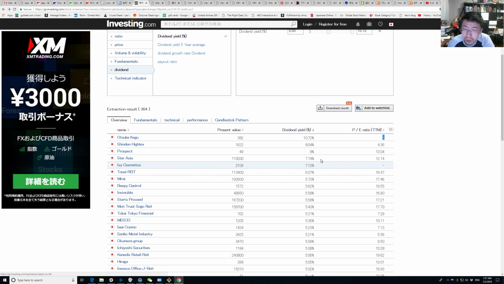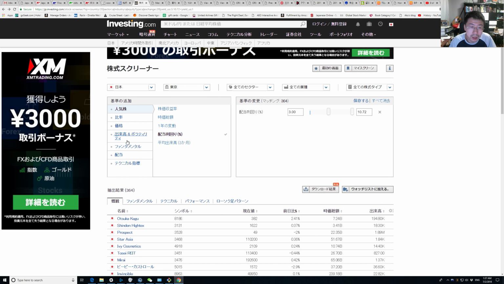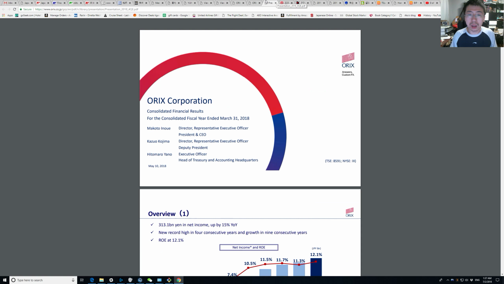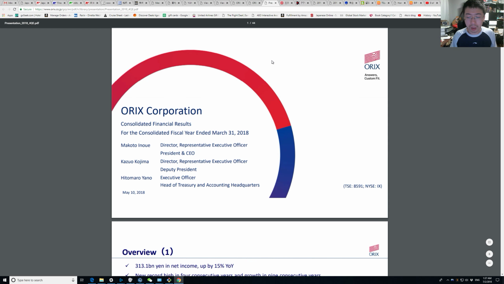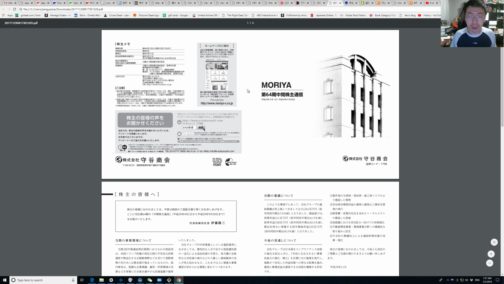Not quite sure what those are, but you could look at dividend yield too. I mean, you got some crazy high ones. I don't really know how good these are, but if you filter in some way, you might be able to find some good companies. But you still need to be able to read their reports. So one guy I actually like quite a bit is this Oryx company, but we'll see.